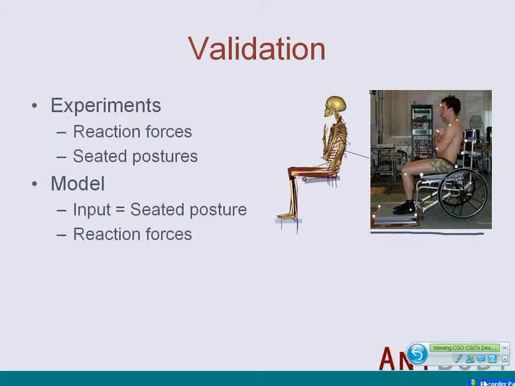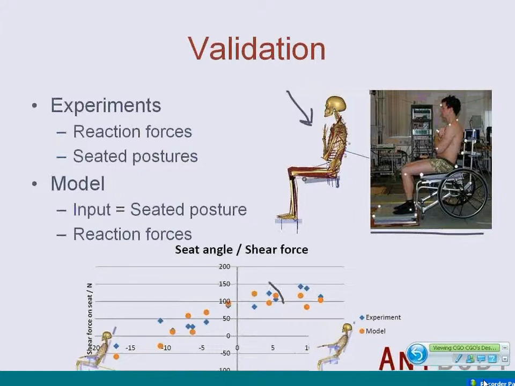This posture that the person was sitting in was then transferred into an AnyBody model, as you can see right next to it. So this model is sitting in the same way as the subject was in the experiment. Then you can see these blue lines that go out from the AnyBody model, which represent the reaction forces between the seat and the person. Those forces could then be compared with the ones that we measured in the experiment.